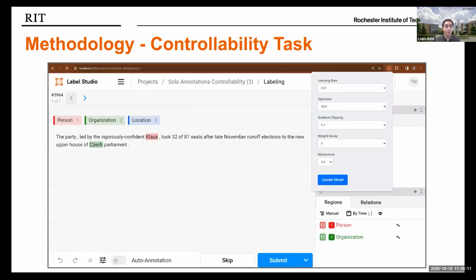The controllability aspect of this experiment was implemented as a browser extension. You can see that the controllability condition of this experiment is the same as the non-controllability condition. They're given a piece of text and they also have to do the NER task. But in this case, they have to interact with the browser extension, which gives them control over some of the LSTM's hyperparameters. And they had to do this for every piece of text that they annotated.